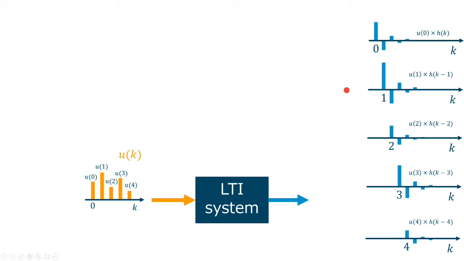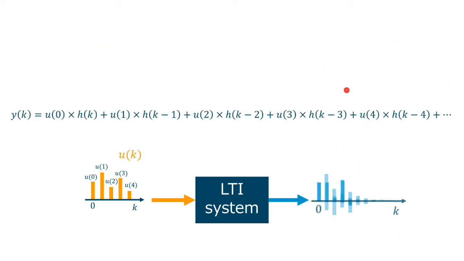At the end, you can reconstruct the output of the system by superposition of the impulse responses scaled by U0, U1, U2, and so on. And this means the convolution.